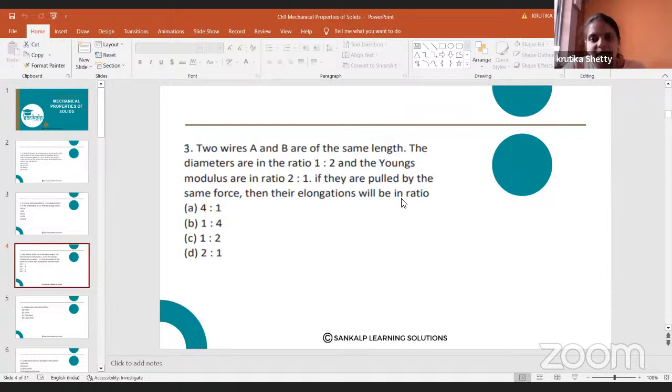Then their elongations will be in the ratio of, so here some students are giving the option 2:1. Harshita is telling it as 2:1. Yes. How to do this? So again, that is right, it is 2:1. Option D is correct. So let us look at the solution.